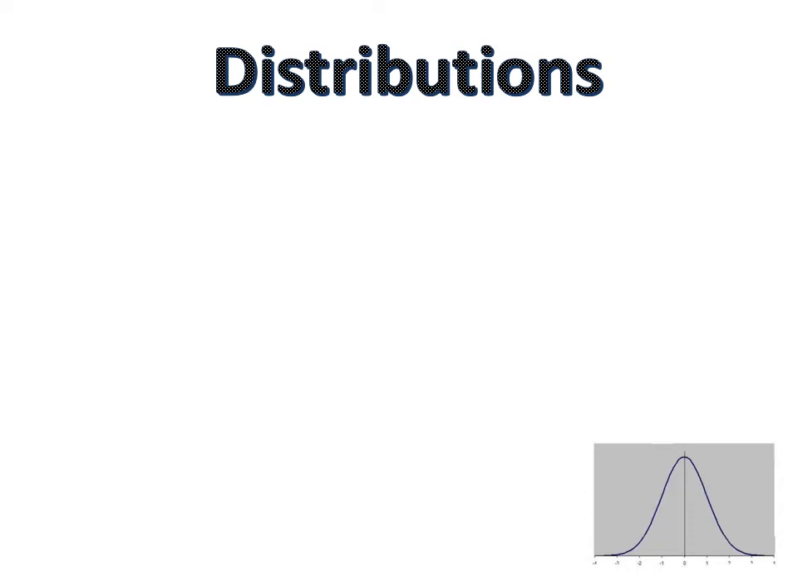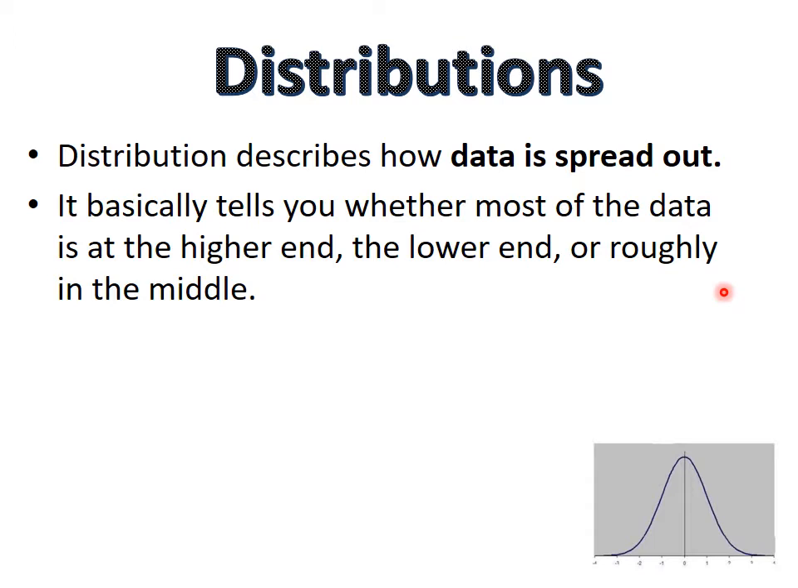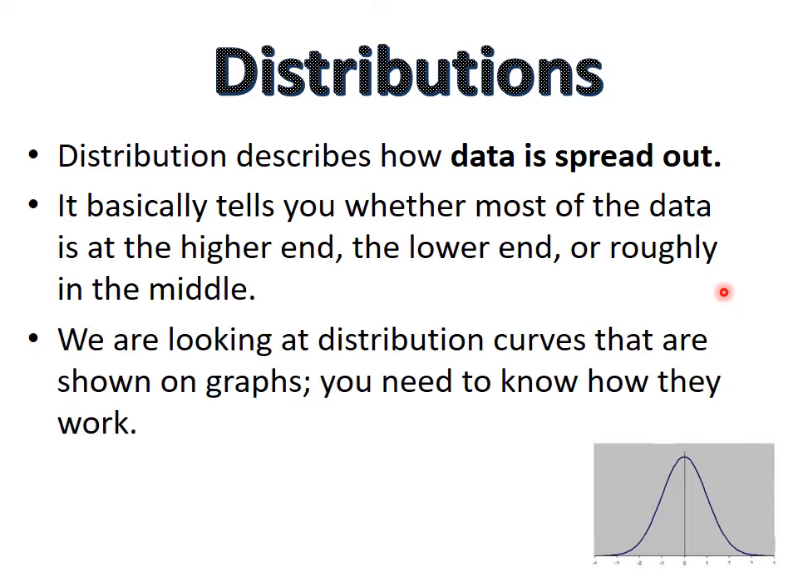So, in terms of what we mean by distributions, a distribution graph shows you how data is spread out. We tend to use them in large data sets, so when we've got a lot of information. With much smaller data sets, you might use a histogram to show similar information. So, basically, it tells you how much of your data is at the higher end, how much at the lower end, or is your data clustered roughly in the middle? This all relates to the stuff we were doing on the measures of central tendency, the mean, the median, and the mode. So hopefully you can remember all of that.